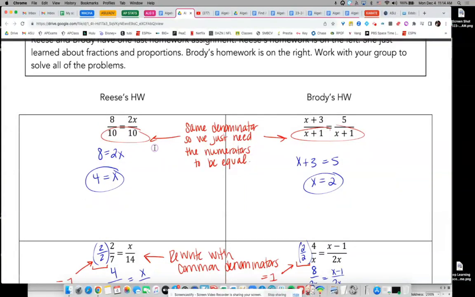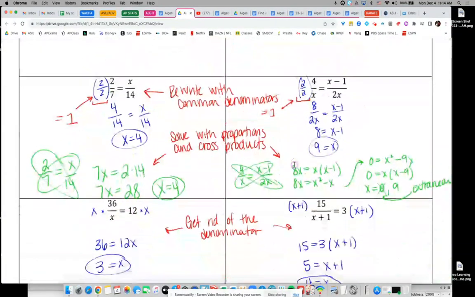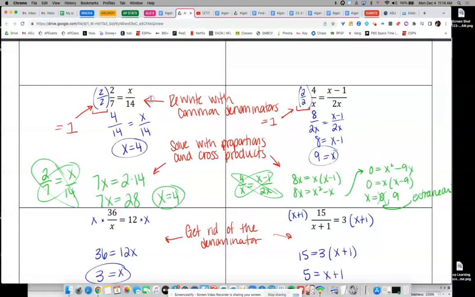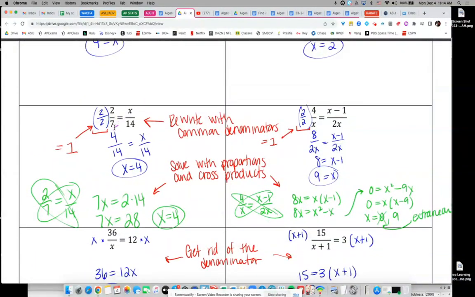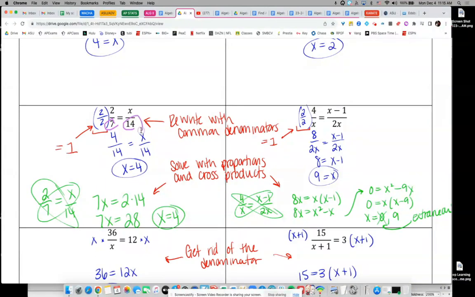Okay, so that's when you already have common denominators. What happens if they are not common? Well, you probably want to make them common. So on the left, we have a 7. On the right, we have a 14. I want to make those the same. So what can I do?